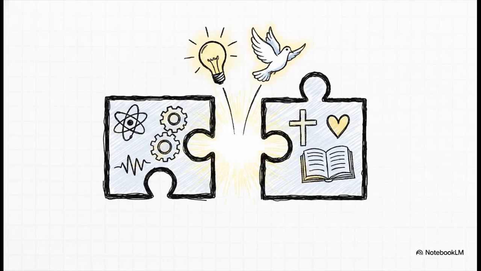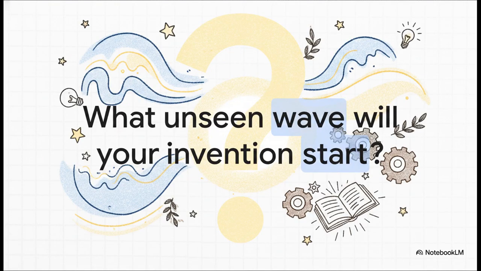And you know what? You, as 8th graders, are uniquely equipped for this. You have the brilliant minds needed to understand complex stuff like electromagnetic waves, and you have the moral compass to ensure the things you build with those waves will genuinely bless the world. You are absolutely meant to be both brilliant innovators and moral leaders. I want to leave you with this final challenge today. What unseen wave of positive impact will your invention start today?